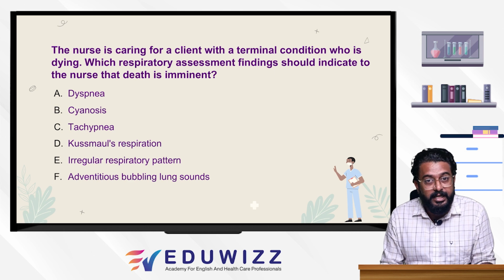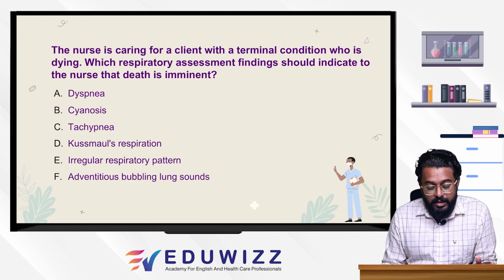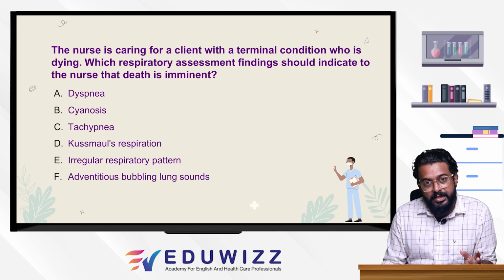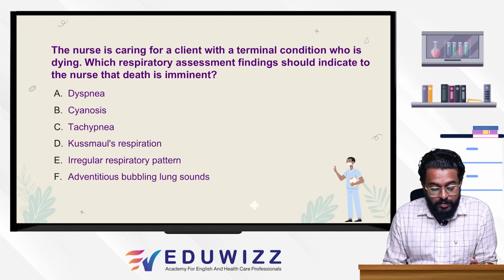Here more than 4 options are there, and the question is: what are the respiratory assessment findings that indicate that death is imminent, means not avoidable? Okay, so there are 6 options: dyspnea, cyanosis, tachypnea, Kussmaul's respiration, irregular respiratory pattern, adventitious bubbling lung sounds.